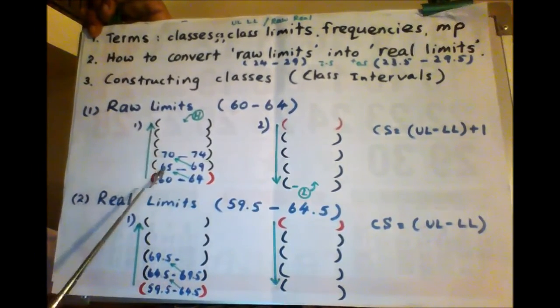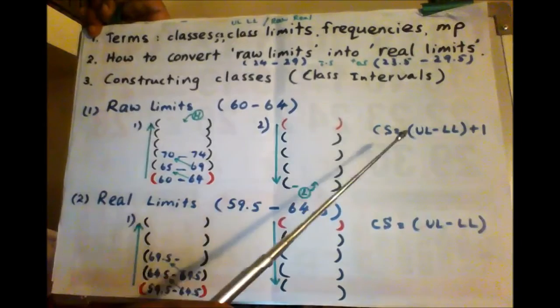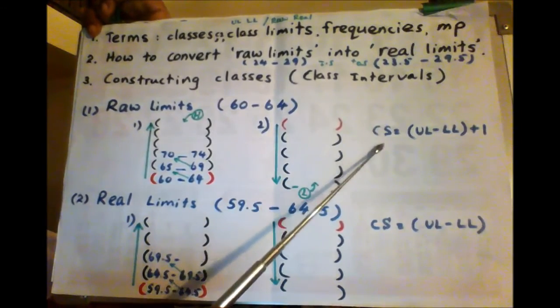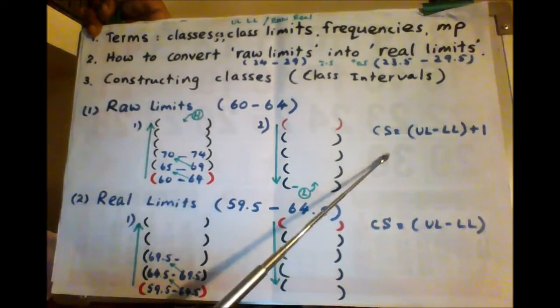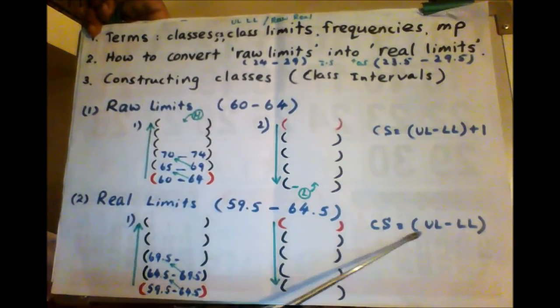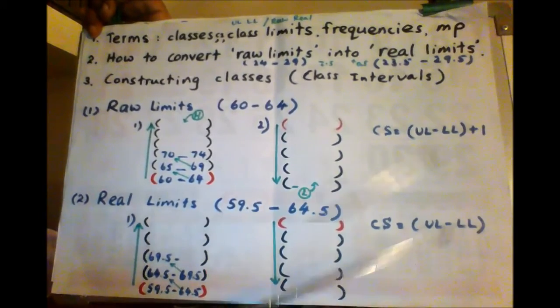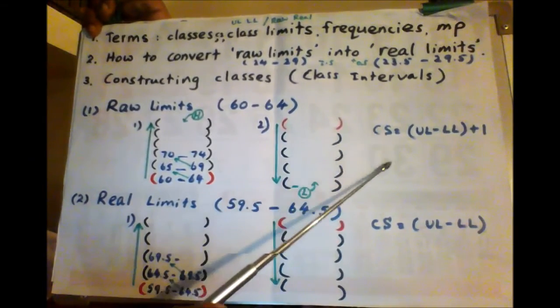So how can you do that? You have to use the relevant formula and find the class size. If it is row limits, this is the formula. If it is real limits, this is the one with no plus one, right? And you have to find the class size.